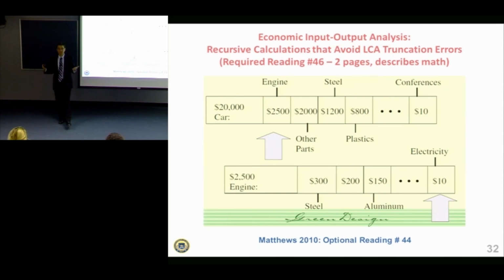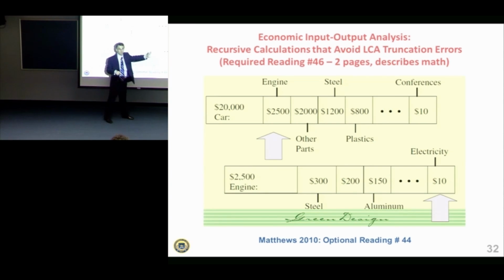I'm breaking up the money. And we're talking about economic input-output analysis first, and we'll go to the environmental form in a few minutes. So break up the $20,000 into the money spent on the engine, money spent on other parts, the steel, the plastics, even down to the conferences that maybe the engineers went to learn more about a certain technology. Now, I look at that engine in its sector, and I look at, if I spend $2,500 on the engine, how much was spent on steel, aluminum, electricity, etc.